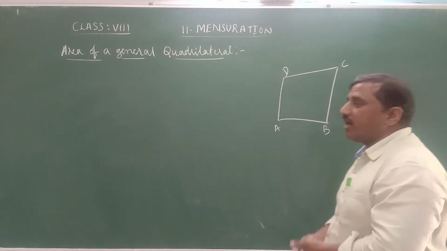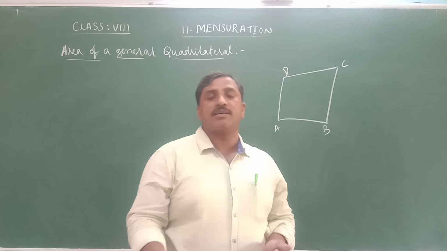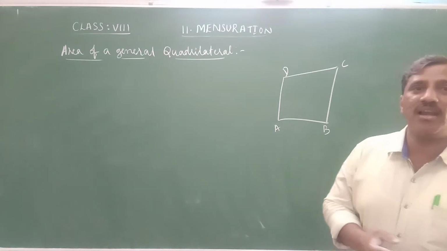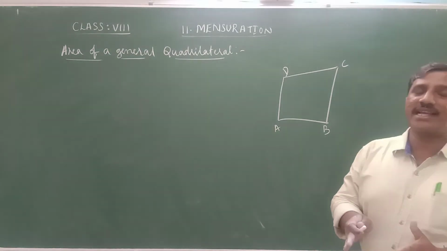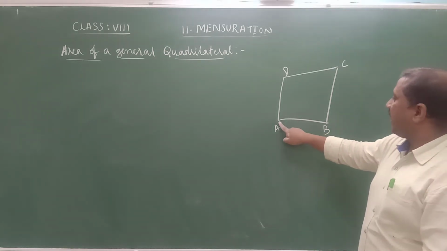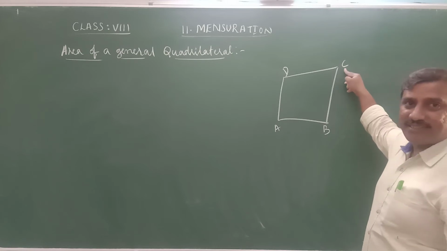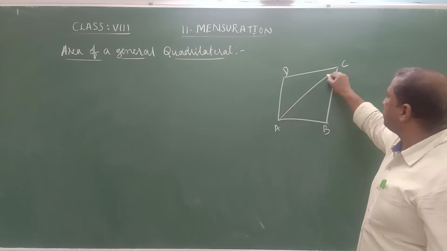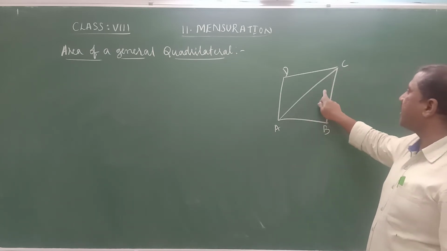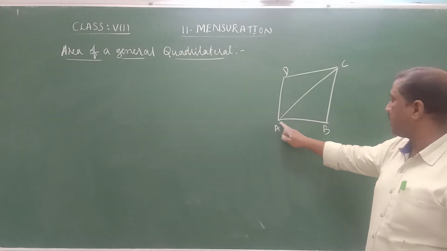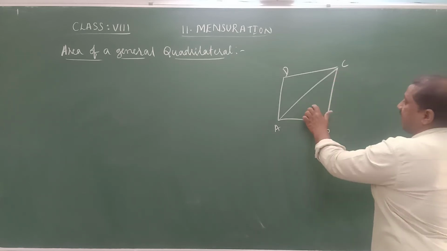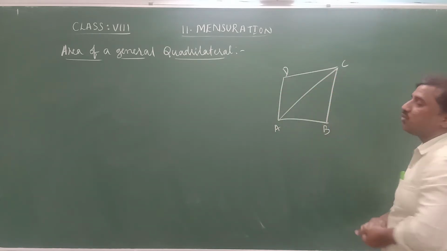By dividing this quadrilateral into triangles using the concept of diagonals. What is the diagonal of a quadrilateral? The line segment drawn from one vertex to its opposite vertex is known as a diagonal. Let A be one vertex and its opposite vertex is C. By joining these two vertices with a line segment, we will get a diagonal, that is AC is the diagonal. That diagonal divides the quadrilateral ABCD into two triangles, triangle ABC and triangle ADC.